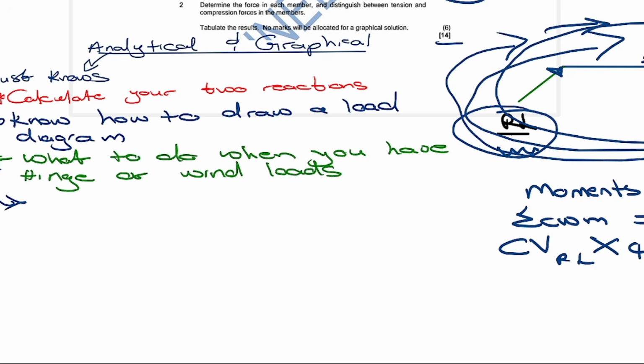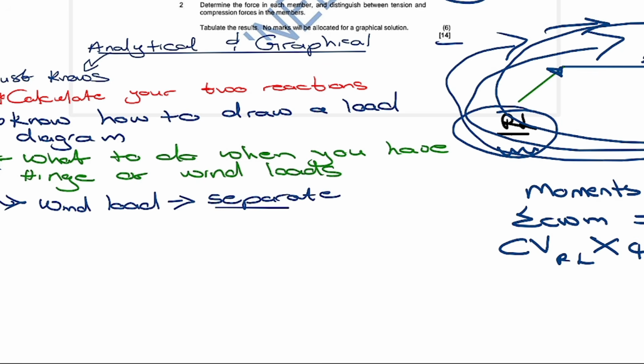Remember, a wind load acts at an angle, and also a hinge does the same. It acts at an angle. So what you will need to do when it comes to the wind load is separate it into a vertical and horizontal component. You need to separate it.